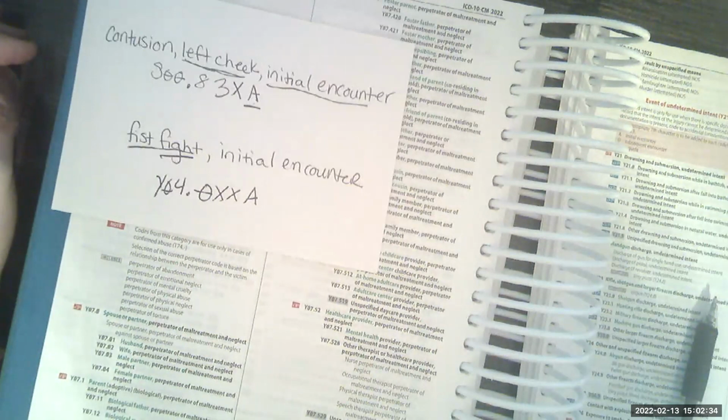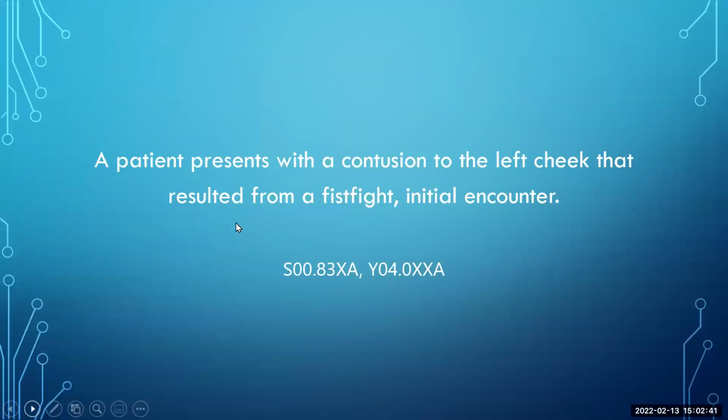So let's go back and double check my answers and see how we did. Okay, S00.83XA, Y04.0XXA. Okay, so we have fully described this situation. We've used our external cause index. We've used placeholders. So we've really extensively described what's going on with this patient. So I just kind of wanted to show you guys that.